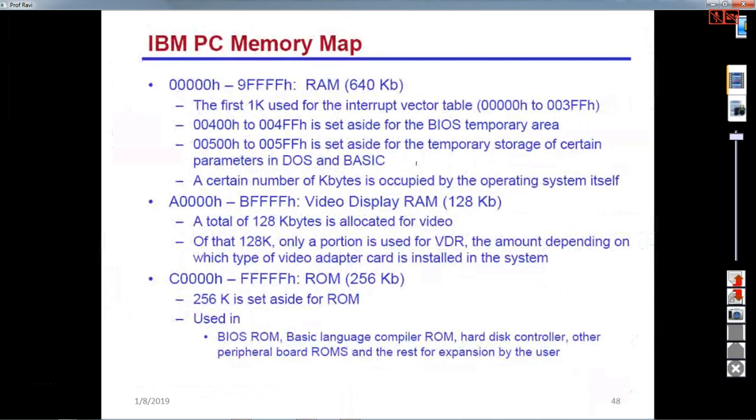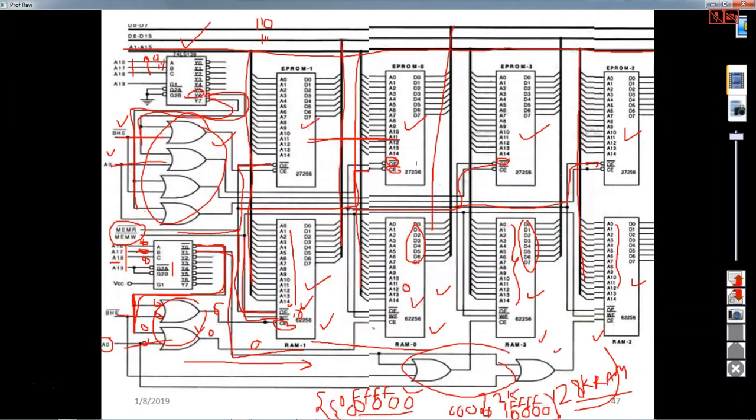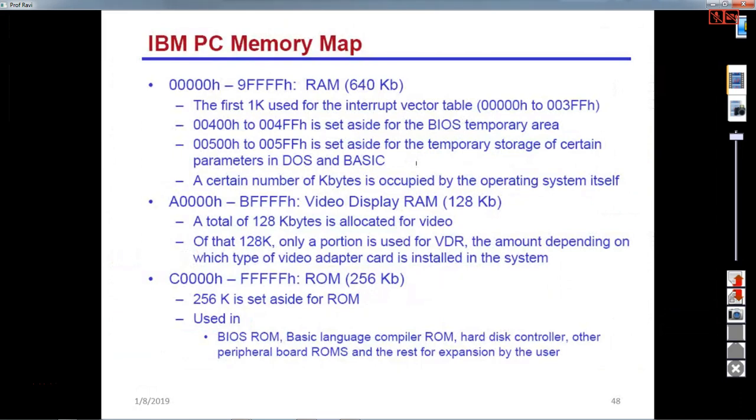Now, in real time, where do we use it? In all IBM PCs, the RAM of 640 kilobytes is given these addresses. If you look at these addresses on your computer, in the first 1K of the RAM is used for the interrupt vector table. So IBM PC based systems will have RAM locations like this. Now you can see the practical application of what we have discussed. 00400H to 004FF is set aside for the BIOS temporary area.